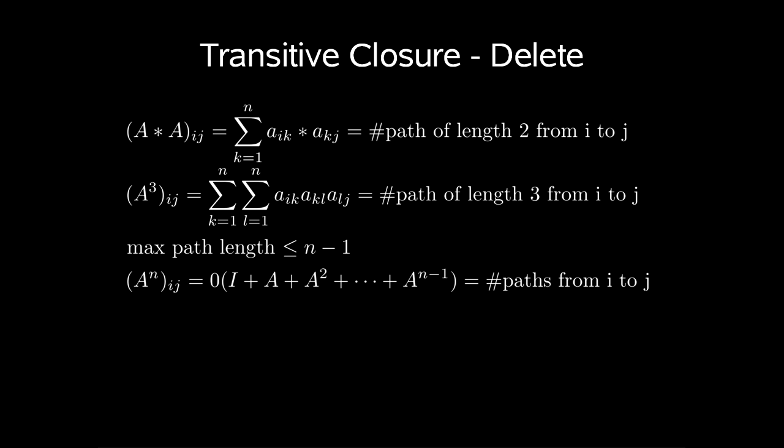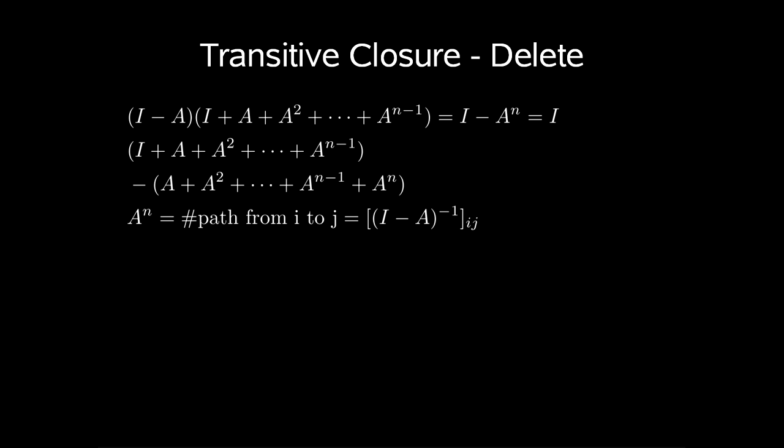The max path length in an acyclic graph is at most n minus 1. So A to the power of n is equal to 0, because we can't have n plus 1 vertices in an n-vertex graph, because that would mean a cycle, which we don't allow. But I plus A plus A squared up to A to the power of n minus 1, I being the identity matrix, would give us the number of paths from i to j.